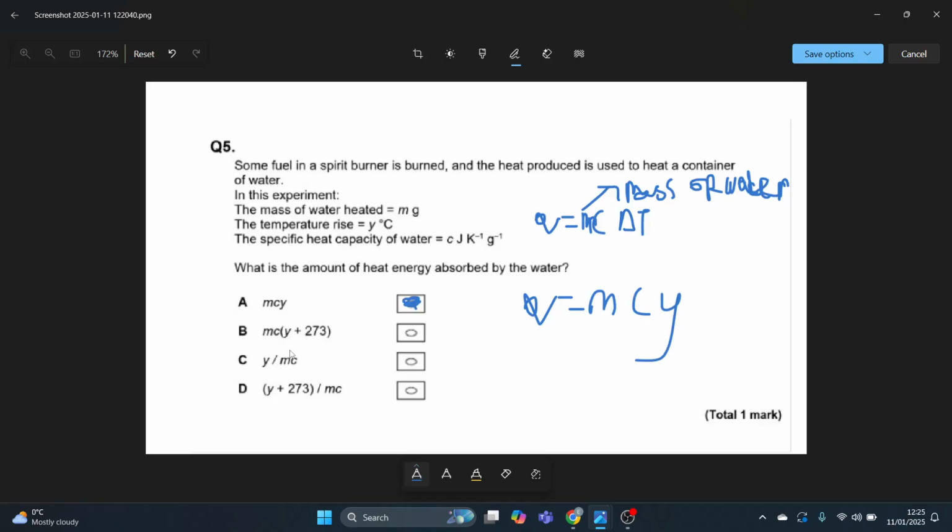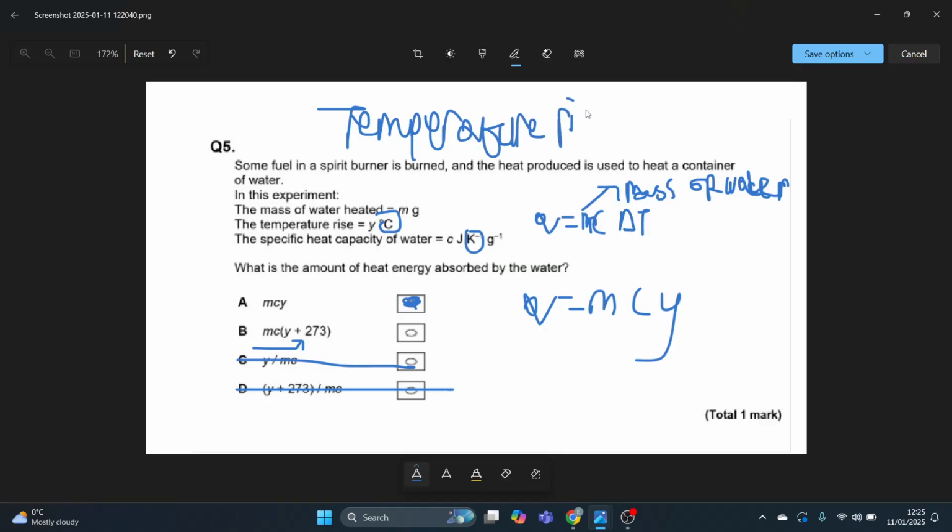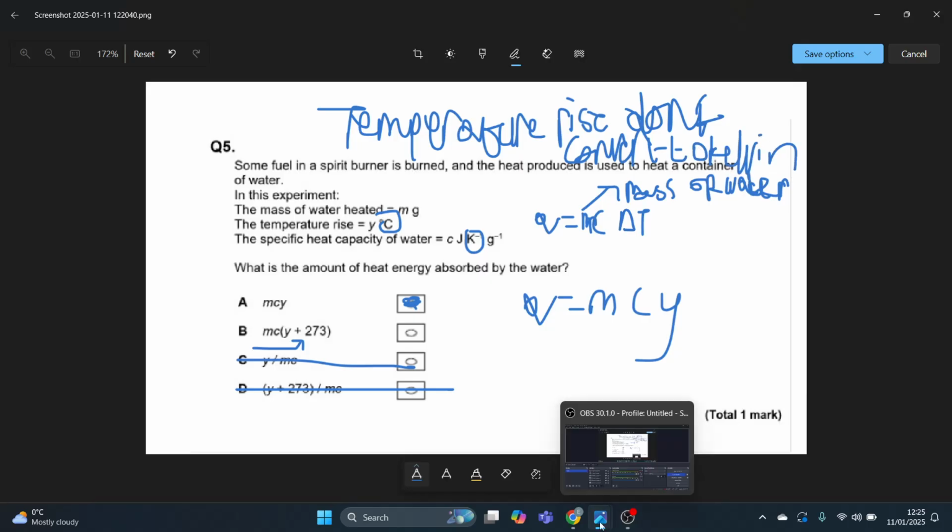I feel like students would not go for C or D. They'd be confused between A and B, because that's in degrees Celsius, and surely you want it in Kelvin, because that's in Kelvin. But remember, because it's temperature rise, don't convert to Kelvin. So the answer is A.